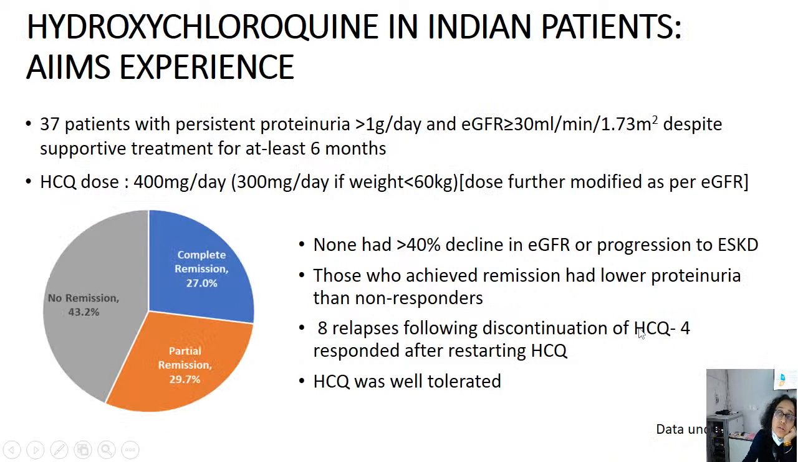We started using hydroxychloroquine 2 years ago. This is a small case series, 37 patients with relatively preserved GFRs with more than a gram of proteinuria. All had received supportive treatment for at least 6 months. We gave a weight and eGFR modified HCQ dose. It worked quite well. More than 50% responded to HCQ, and none of them progressed in the 6-month follow up. Of course, patients who had higher proteinuria did not do so well. And the biggest issue was 8 patients relapsed after stopping HCQ at 6 months. So we need to give a longer therapy, which needs to be studied further.